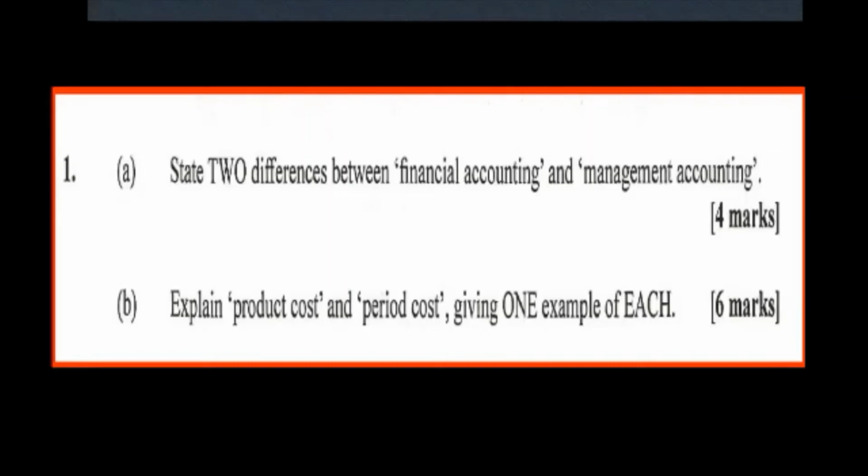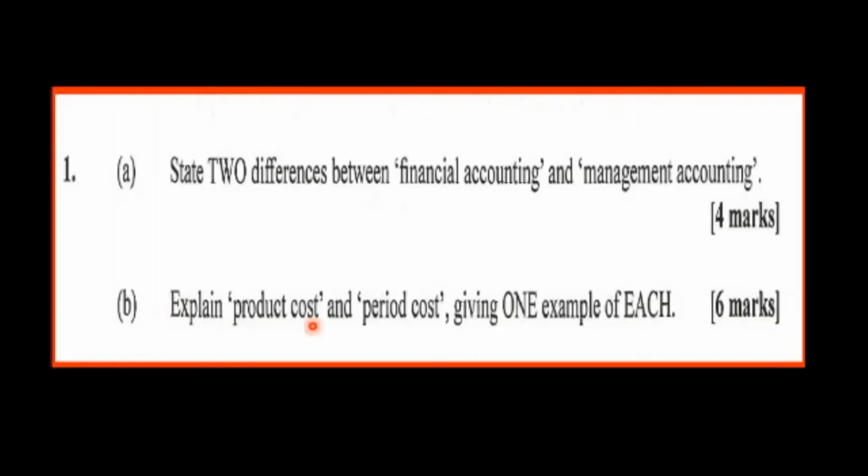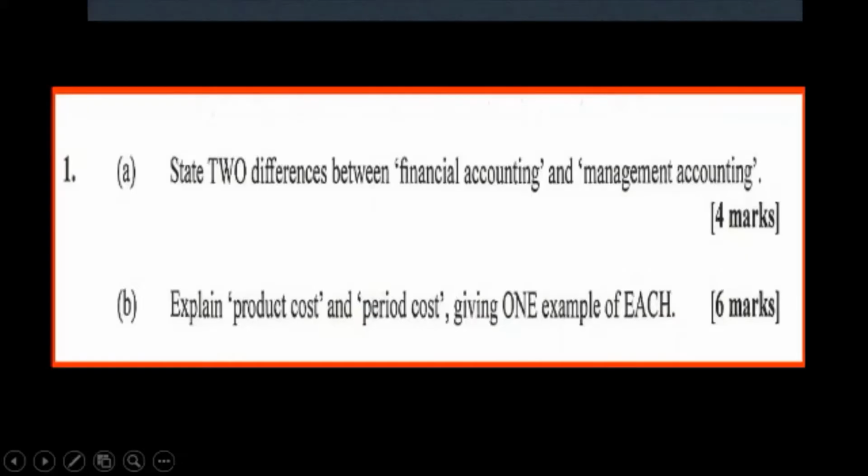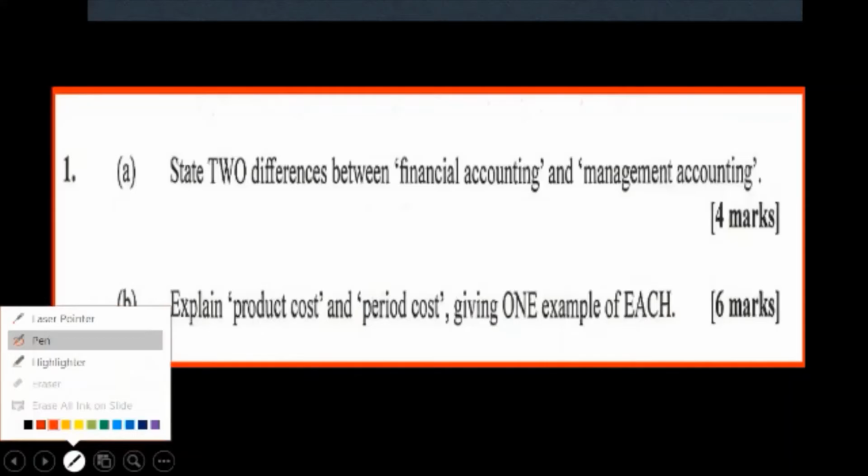Part A, state two differences between financial accounting and management accounting. And part B, explain product costs and period costs, giving one example of each. And that's a total of 10 marks. Very easy questions, but apparently some students didn't notice it in the exam. They went right into the manufacturing account.